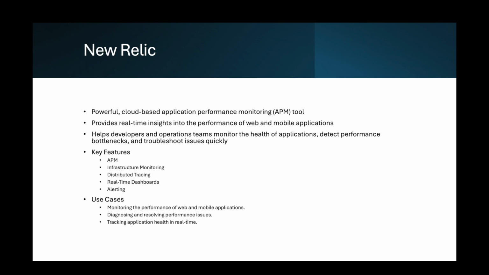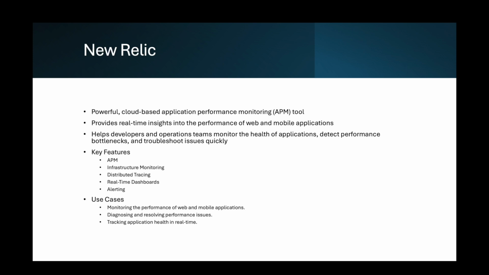Some of the key features include APM, which is application performance monitoring. It provides detailed performance metrics for applications including response times, throughput, and error rates. Another feature is infrastructure monitoring. It monitors server health, network performance, and cloud services. Distributed tracing traces requests as they flow through various services, helping to pinpoint performance issues. Real-time dashboards offer customizable dashboards to visualize metrics and key performance indicators (KPIs). Alerting generates alerts based on predefined thresholds or anomaly detection.